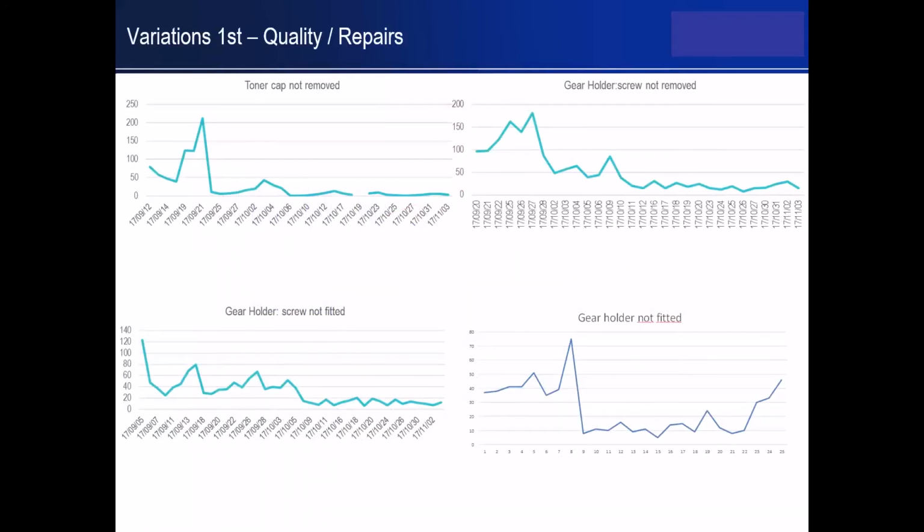And look what she does. Look what she does. Now, this is really important. What she's doing here with each failure mode. So here's the failure mode: toner cap not removed, screw not fitted, gear holder not fitted. So here's the failure modes. What she's done, look, she's driven the variability out of these graphs, and that's very important.